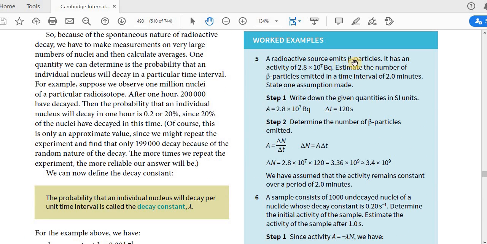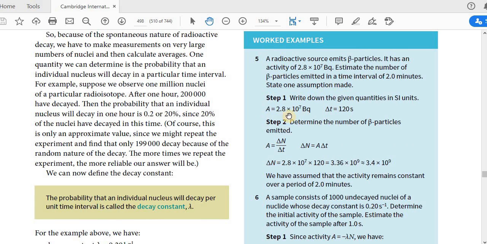A radioactive source emits beta particles. It has an activity of 2.8 × 10^7 becquerel. You see, the SI unit of activity is becquerel, which is equivalent to per second. Lambda also has the unit per second, but there the unit is not becquerel. Estimate the number of beta particles emitted in a time interval of 2 minutes. State one assumption made. Okay, so we have been given the activity and the time, and they're asking for the number of beta particles emitted in 2 minutes.